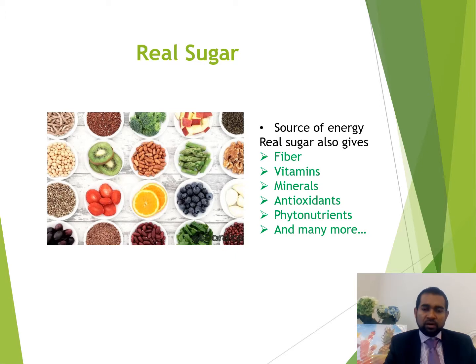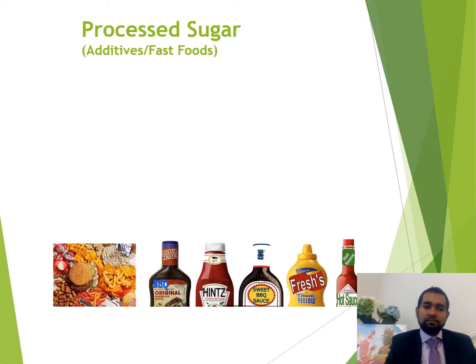If you take sugary sources from fruits and plants, by default you are getting fiber, vitamins, minerals, antioxidants, and phytonutrients with the sugar. You see, you are benefiting in multiple ways.